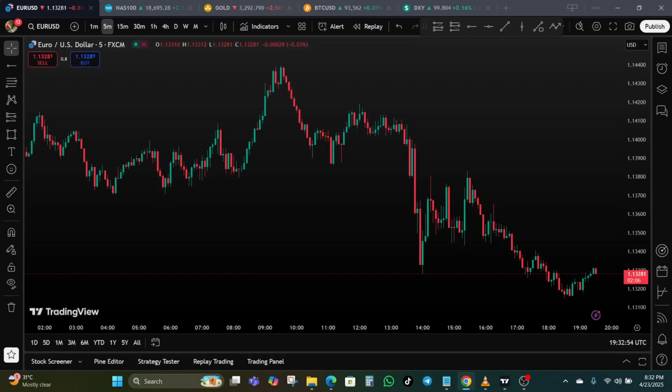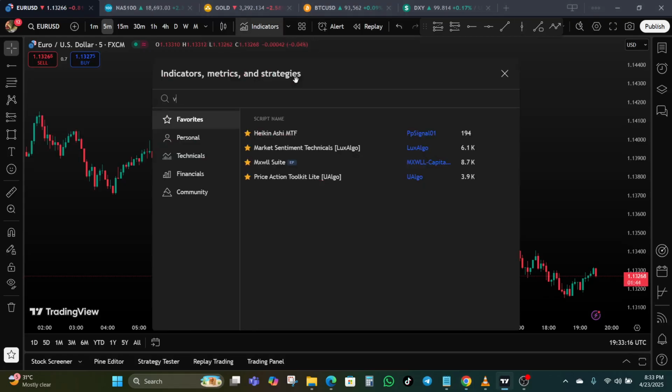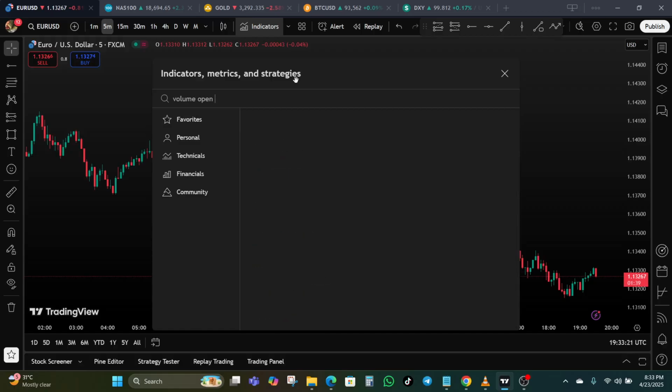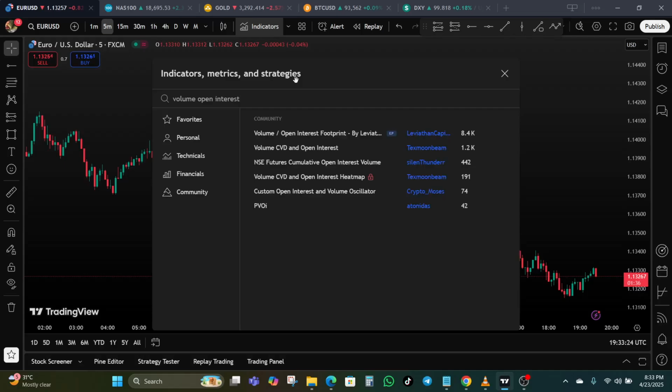Understanding who is behind the moves on your chart changes everything. The volume open interest footprint indicator trading strategy gives you the tools to see deeper than candles into actual buyer and seller behavior. Now let's just add the indicator to the chart real quick. The volume open interest footprint indicator.